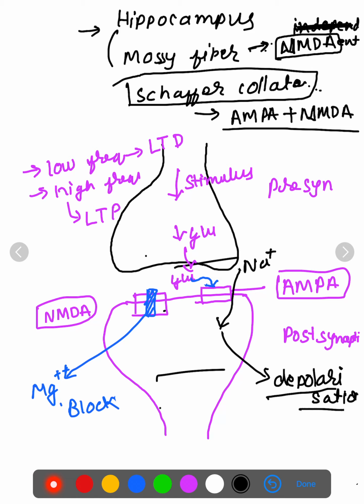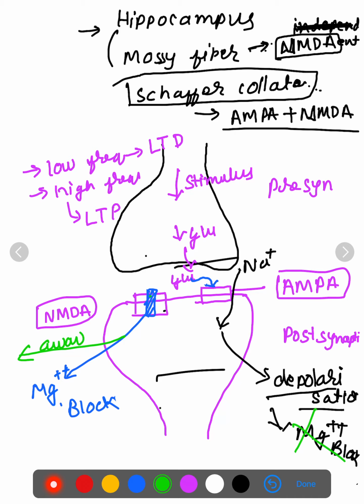This depolarization will relieve the magnesium block, which means magnesium will now go away. So AMPA was stimulated first, and as a result of that, this has occurred. This is the Schaffer collateral. In mossy fiber, this AMPA event is not there. There mainly NMDA events are only occurring.